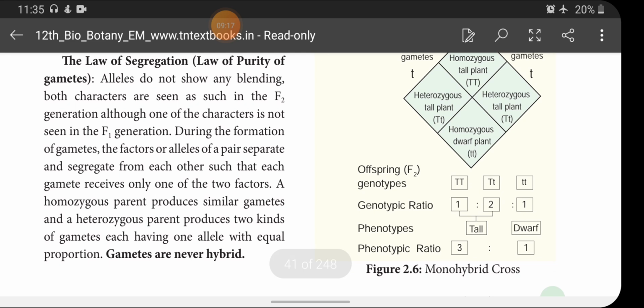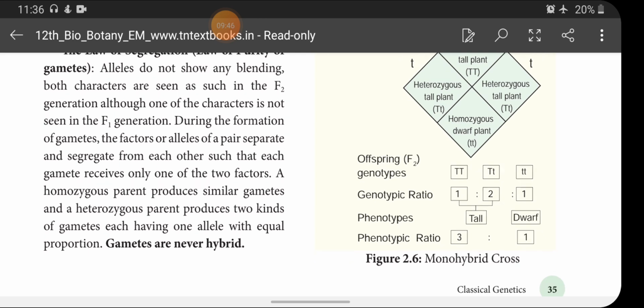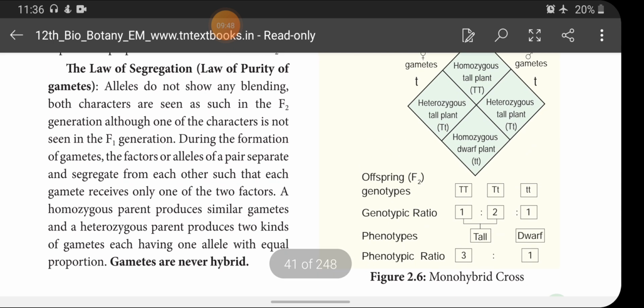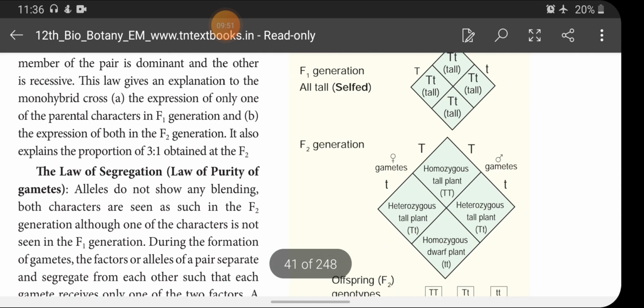Alleles do not show any blending. Both characters are seen as such in the F2 generation, although one of the characters is not seen in the F1 generation. During the formation of gametes, the factors or alleles of a pair separate and segregate from each other such that each gamete receives only one of the two factors. A homozygous parent produces similar gametes and a heterozygous parent produces two kinds of gametes, each having one allele in equal proportion. So gametes are never hybrids. Gametes are never hybrids. That you should know.